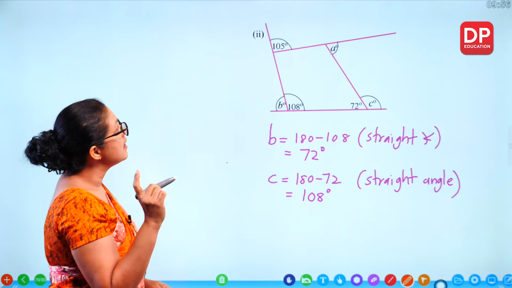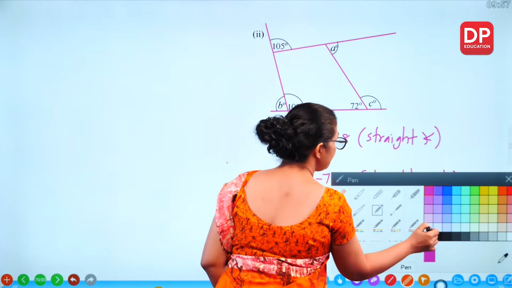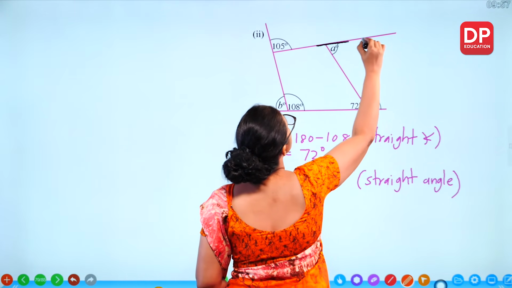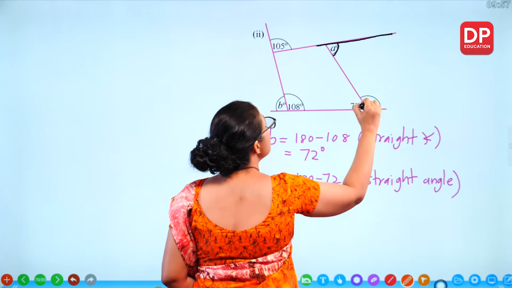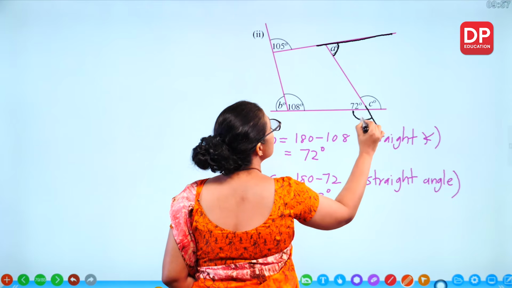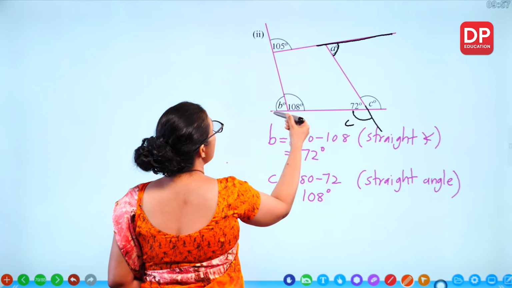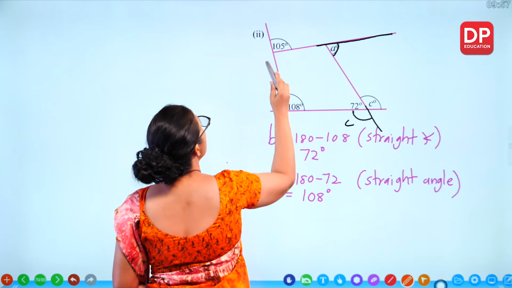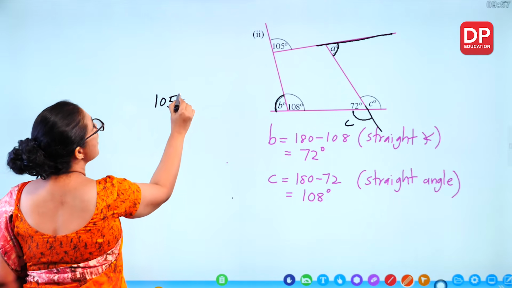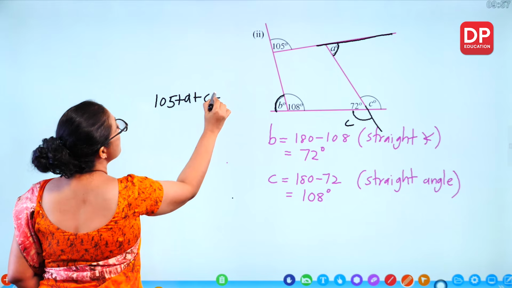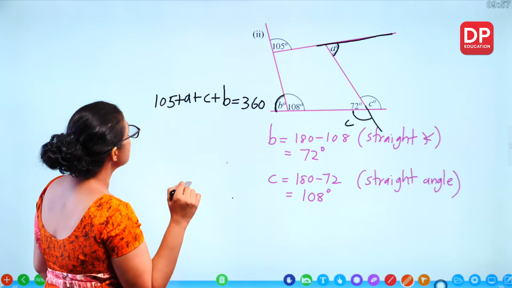Now we need angle A. Now check what are the exterior angles. When you extend this one, you get this. Then you need to extend this one. So this angle is the exterior angle, C. Vertically opposite angles are equal. Then when you extend, you get B. And when you extend, you get 105. So you can write 105 plus A plus C plus B is 360. Exterior angles add up to 360.